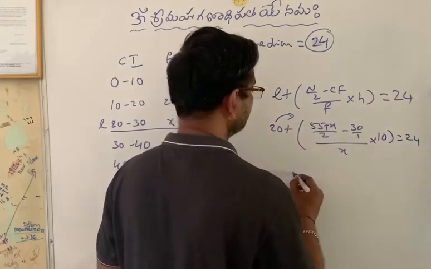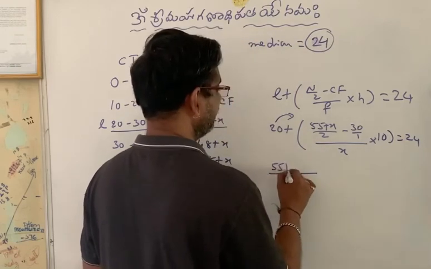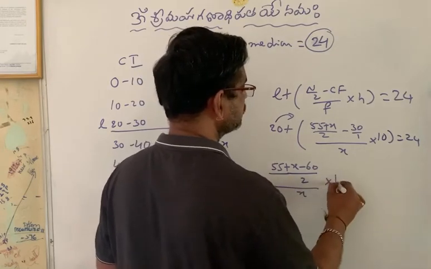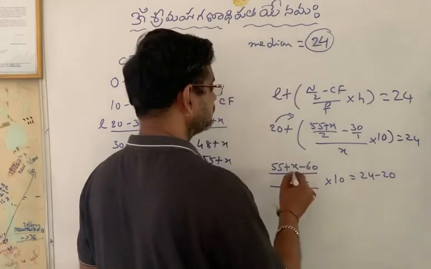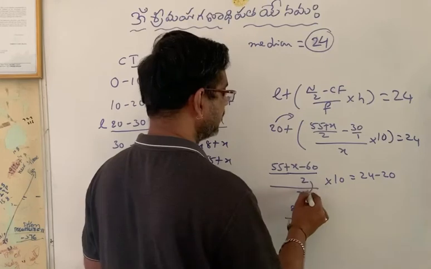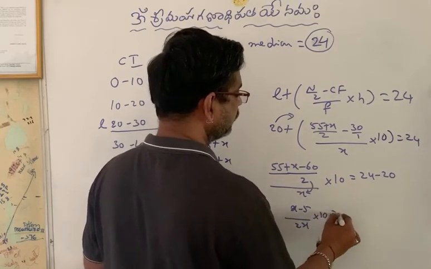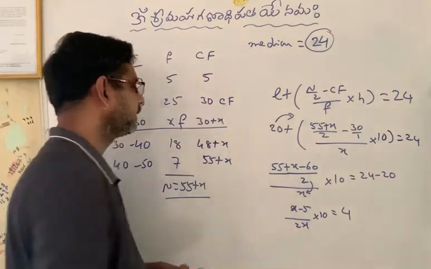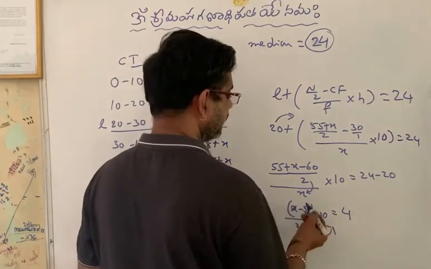If I take the LCM here, what do I get? 55 plus x minus 60 by x, into 10, is equal to 24 minus 20. After simplification, what do I get? x minus 5, and these two get multiplied, 2x into 10 is equal to 4. And send this 2x to that side and multiply these two.